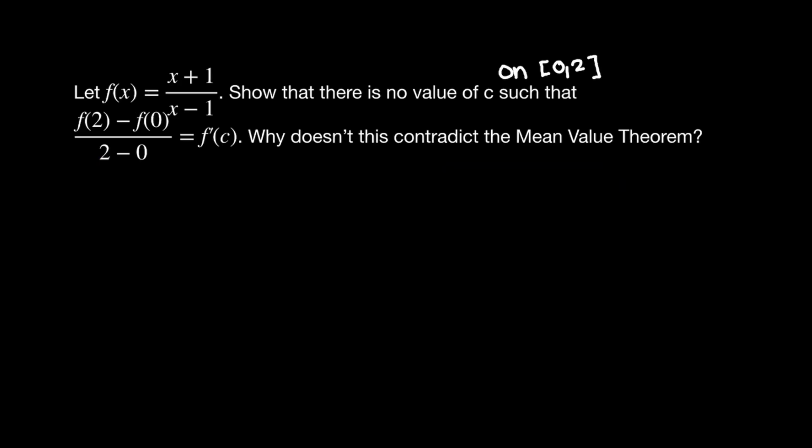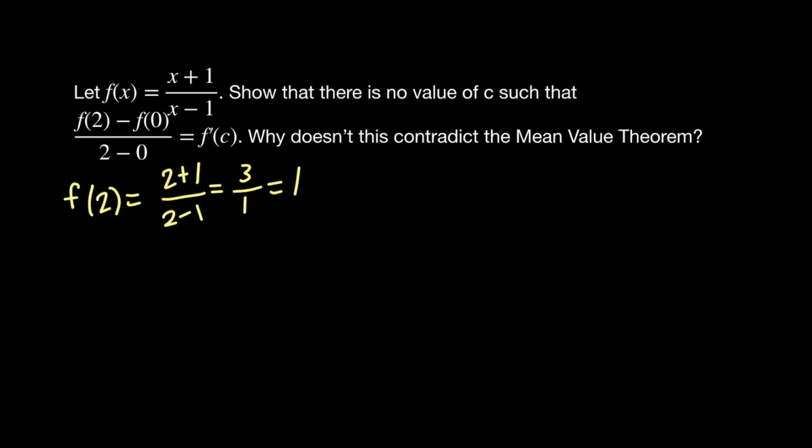I have one more example. Let f of x equal x plus 1 divided by x minus 1. Show that there is no value of c on the interval from 0 to 2, such that f of 2 minus f of 0 divided by 2 minus 0 equals f prime of c. Why doesn't this contradict the mean value theorem? Why is this not a problem?